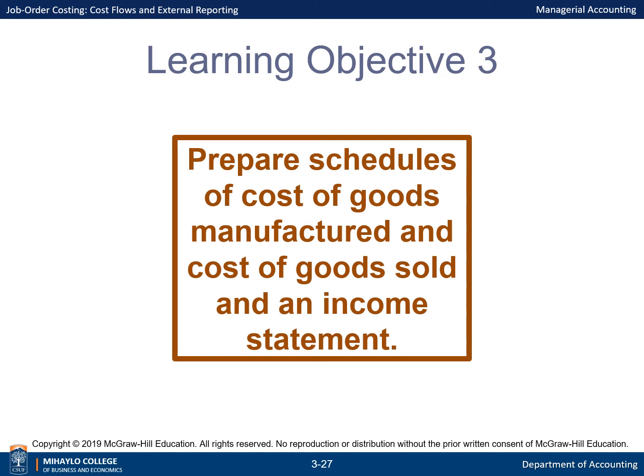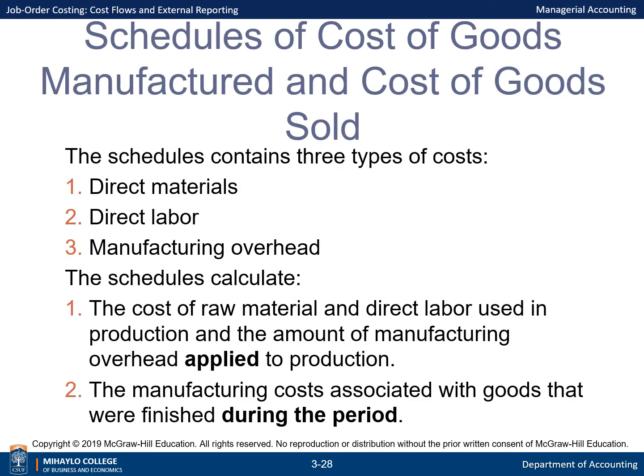Learning Objective 3 is to prepare schedules of cost of goods manufactured and cost of goods sold and an income statement. The schedules of cost of goods manufactured and cost of goods sold contain 3 types of costs: direct materials, direct labor, and manufacturing overhead. The schedules calculate 1. The cost of raw material and direct labor used in production and the amount of manufacturing overhead applied to production. 2. The manufacturing costs associated with goods that were finished during the period.